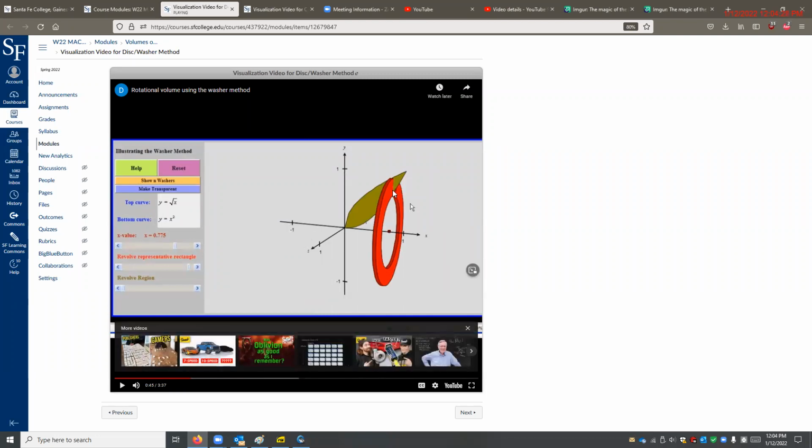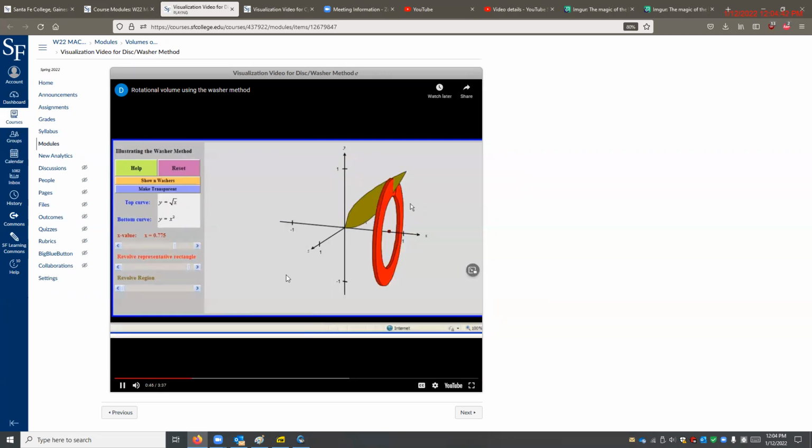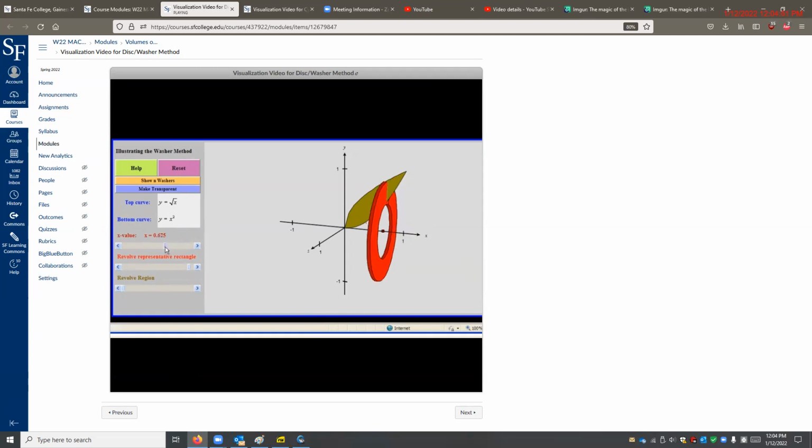All right, so you see he's got his region here, his little strip that's drawn in perpendicular to the axis of rotation. He's rotating about this x-axis. And when he rotates just that strip, he's getting a washer shape. It's a large circle with a hole in the middle, right? And for each slice of this curve, we will get a rotated washer.